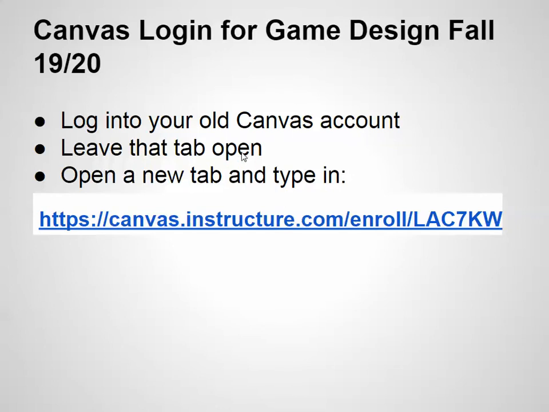Leave that tab open in Google and then open a new tab and type in this, and that should get you into the fall class for 1920. Now, this is for game design only. If you're in video game design 2, don't do this.